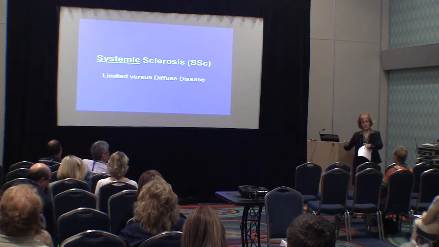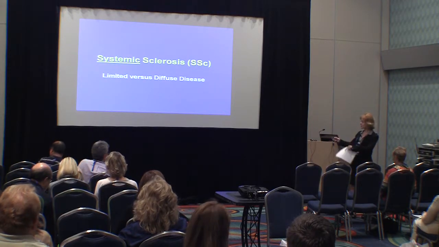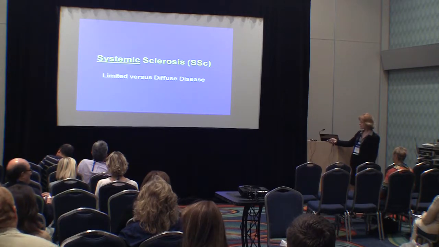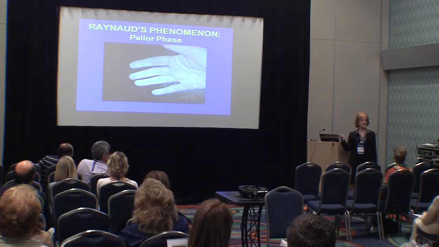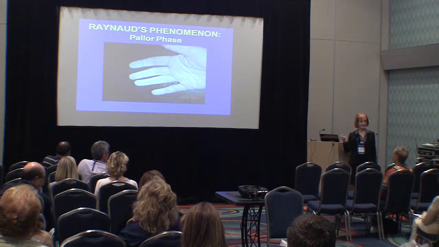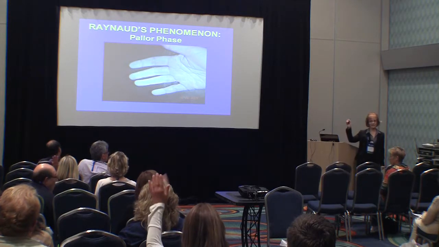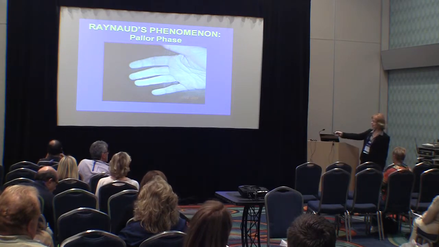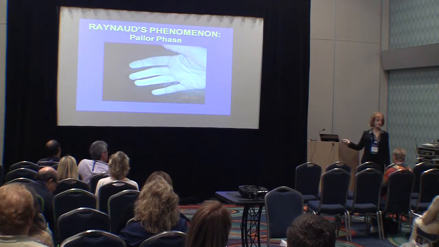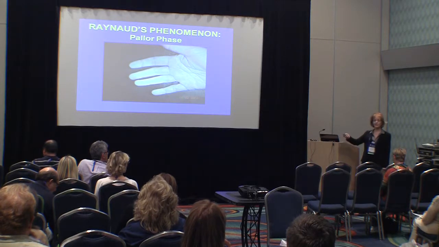So that's morphea. Now we're going to talk about systemic scleroderma, systemic sclerosis, and limited versus diffuse disease. So almost everyone with systemic scleroderma has Raynaud's phenomenon. Who here has Raynaud's? It is an exaggerated response to cold. So everybody, when you get cold, your fingers will feel numb and tingly if you're out long enough.